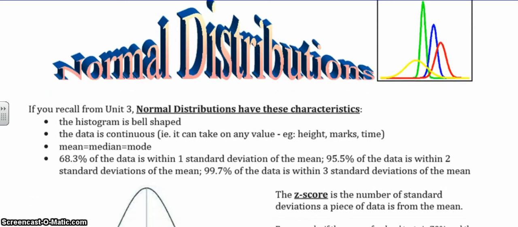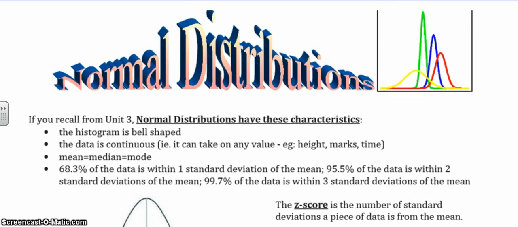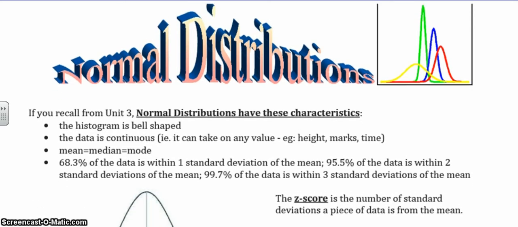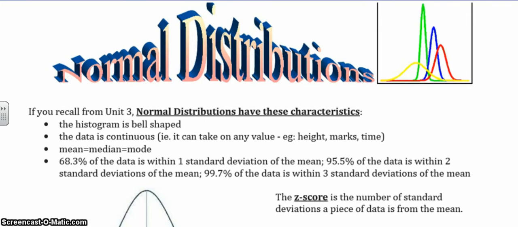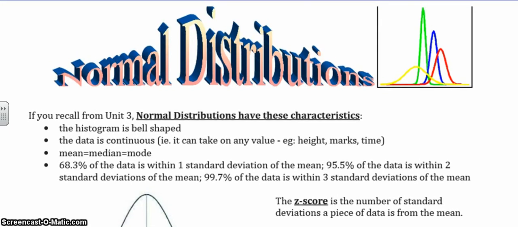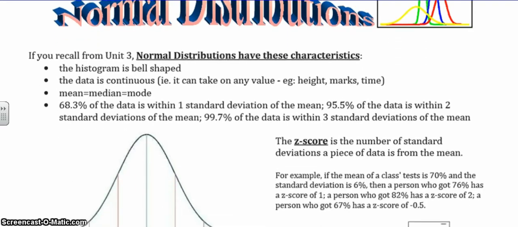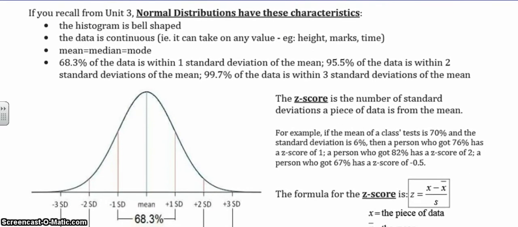We'll be revisiting the normal distribution that we examined in Unit 3. In this case, we're going to be looking at it from the perspective of probabilities. Just to review, if you recall from Unit 3, normal distributions are bell-shaped.